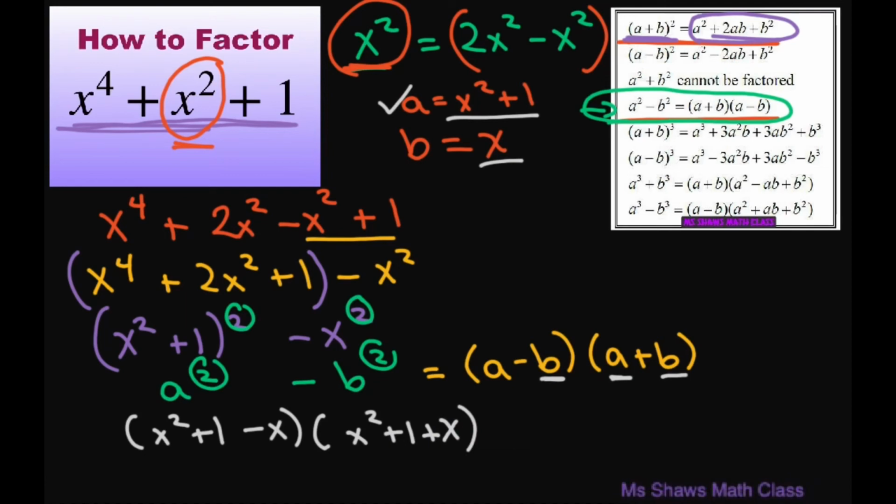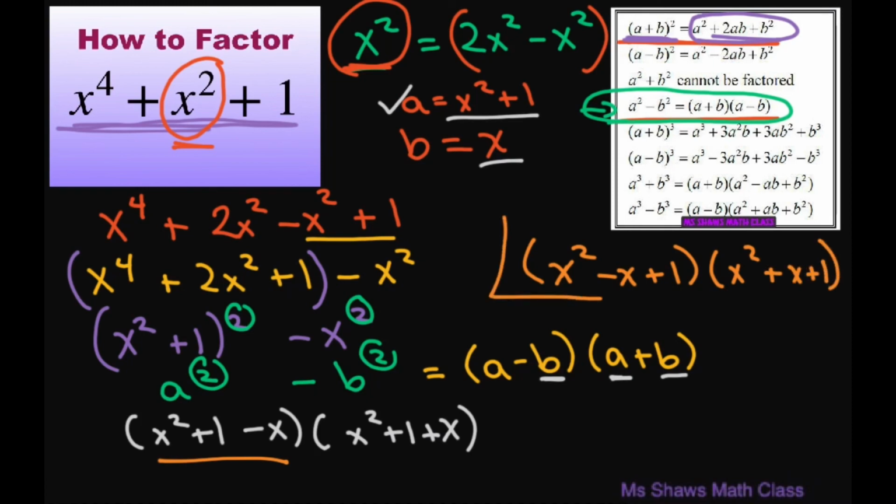And that's it, basically. It's better to rewrite this. Let's write this in a better form. Just rearrange this a little bit. So you have x squared minus x plus 1 times x squared plus x plus 1. And that's completely factored there.